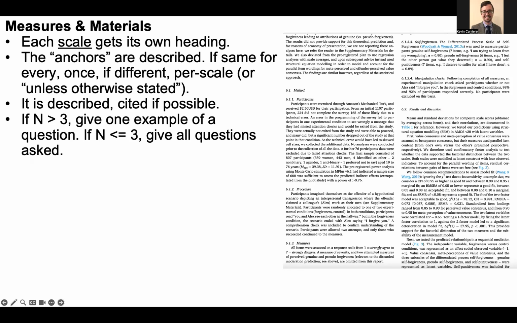So each measure, they've had at least two other measures because they went 6.131, 2, and now 3. Each measure gets its own little paragraph. So it says here they use a citation to measure participants' genuine self-forgiveness.